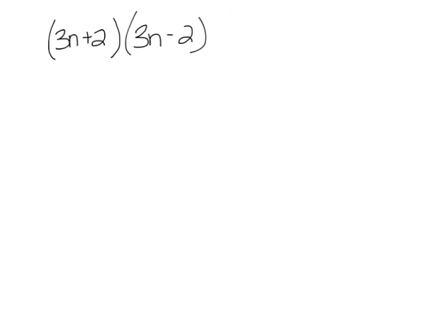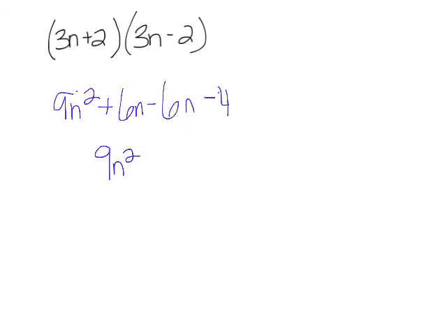Go ahead and pause the video, and I want you to try this one on your own. So I'm going to get 3n squared, or 9n squared, plus 6n minus 6n minus 4. And my middle terms end up dropping out, so I get 9n squared minus 4 as my final answer.